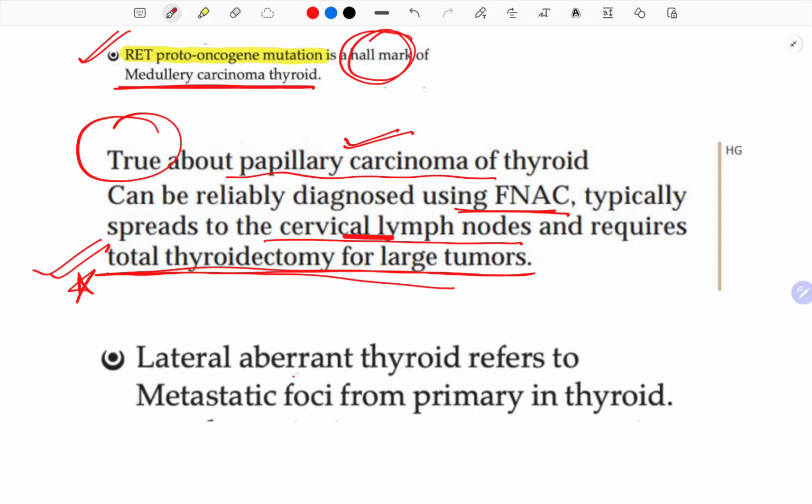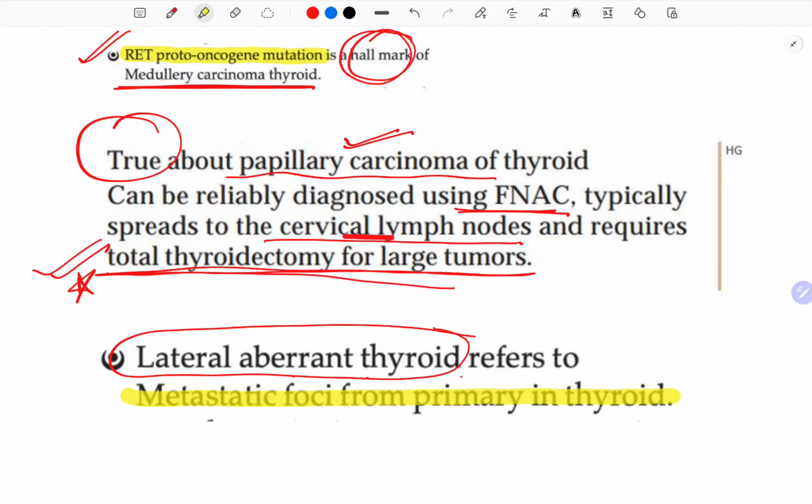Now another question is lateral aberrant thyroid. What does lateral aberrant thyroid mean? It means any metastatic foci from the primary in the thyroid.